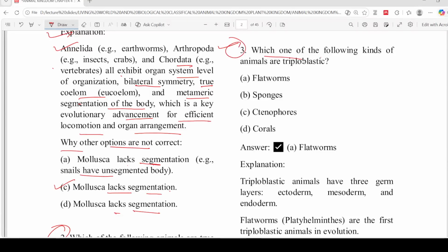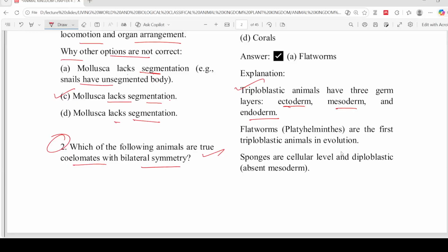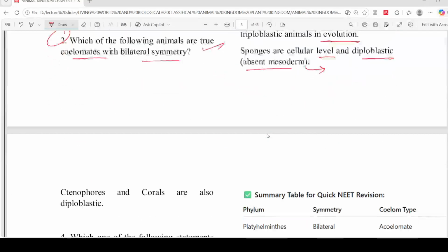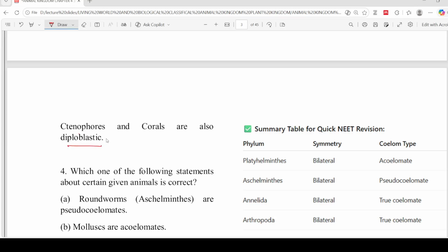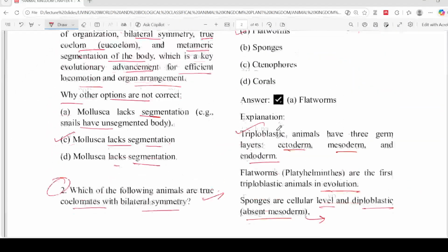So next question: which one of the following kinds of animals are triploblastic? Triploblastic means three layers. The options: flatworms, sponges, ctenophores and corals. So the correct answer will be the flatworms. Explanation: triploblastic animals have 3 germ layers: ectoderm, endoderm and mesoderm. Flatworms, which belong to the platyhelminthes, are the first triploblastic animals in evolution. Sponges are at the cellular level and not triploblastic. Mesoderm is absent, so they are diploblastic animals, and ctenophores and corals are also diploblastic animals. So this is the explanation for this question. So let's move to the next question.